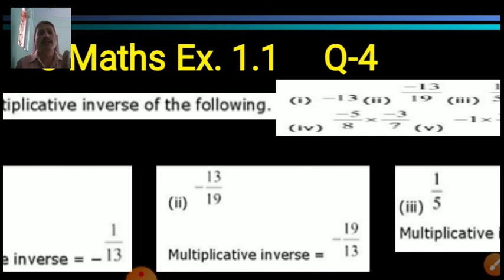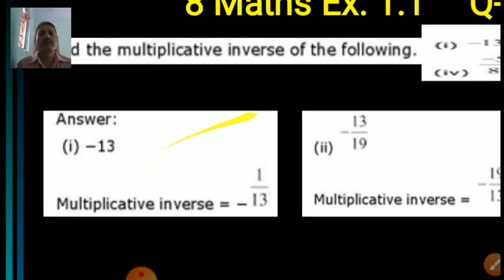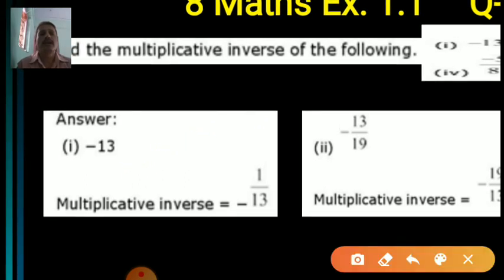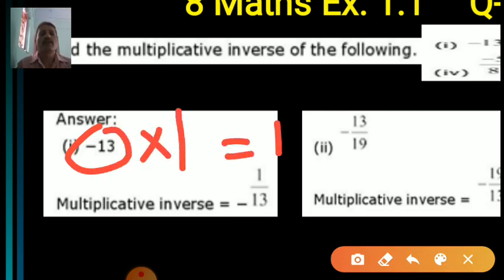Multiplicative inverse property: when you multiply these numbers, you will get 1. In additive, that's 0. So what is the number here to multiply? Say minus 13, and the second number, but the answer is 1. You have to find this number. So we know minus into minus. So in the multiplicative inverse, you have to write the same sign first of all, and then whatever number is given, you just make its inverse.